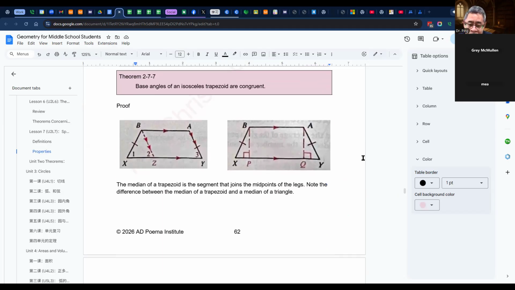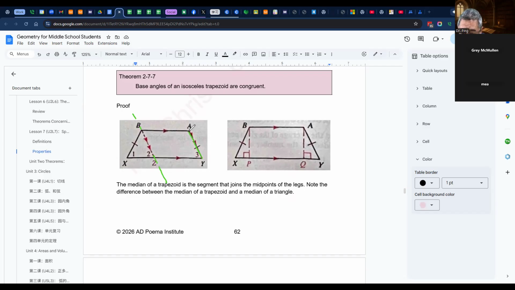Okay, so now we're going to do the trapezoid. So trapezoid, look at this theorem: base angles of an isosceles trapezoid are congruent. Now, there are two ways to prove it. One way is that we are going to draw a line parallel to this line.